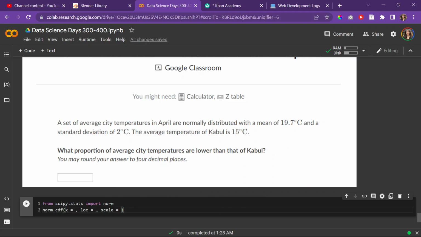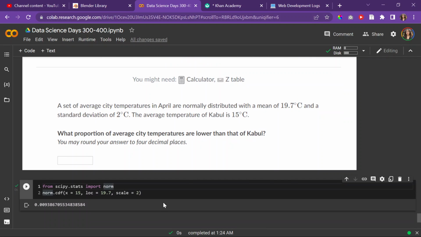Now, I like to define x as the value that I'm trying to find the area or the proportion below or above. So in this case, x is 15, because that is the point of interest. It is the point where I'm trying to find the proportion below. Then they usually give you the mean, so 19.7, and then the standard deviation is 2. Now, if I run that, it should give me the proportion of average city temperatures that are lower than that of Cabal's. Hopefully I'm pronouncing that right.